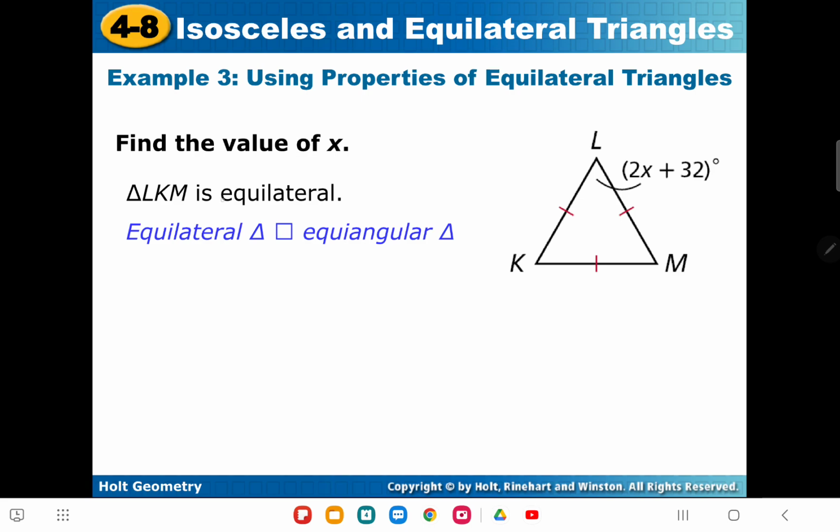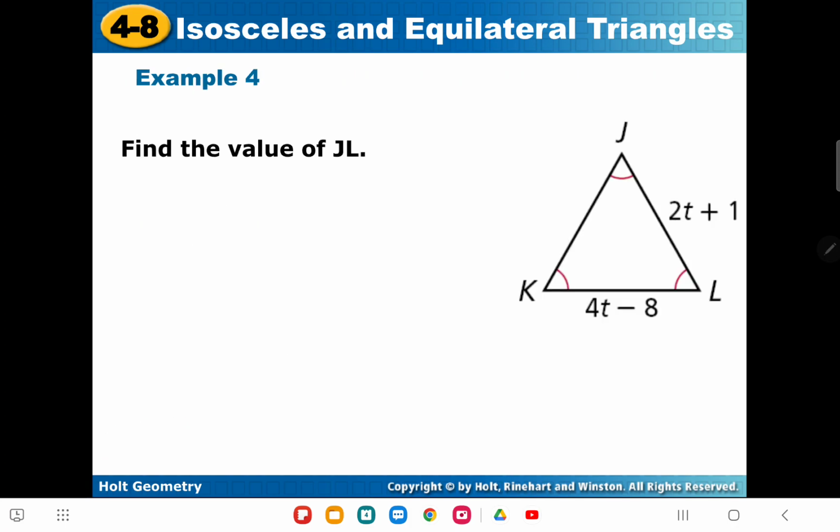So triangle LKM is equilateral. If it's an equilateral triangle, it's equiangular. It must be 60 degrees in measure. Therefore, x is equal to 14.